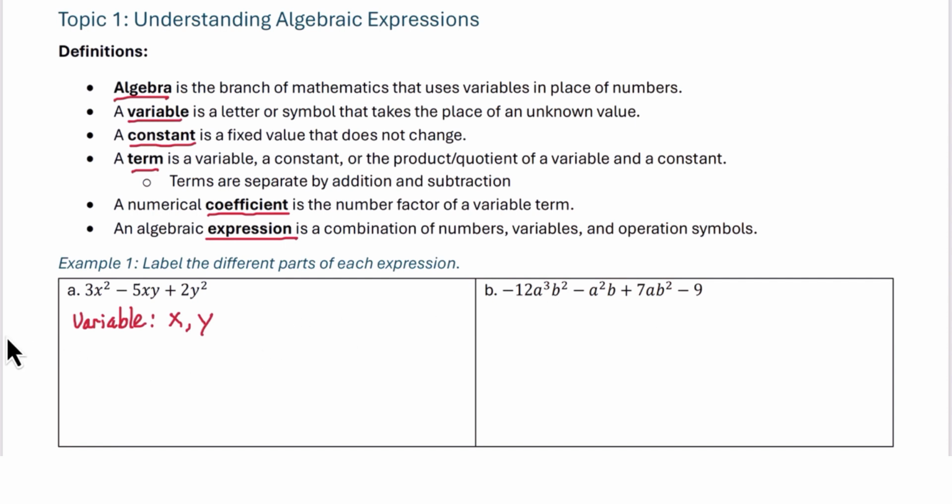Next, we have terms. The first term is 3x squared. The next term is -5xy. And then the last term is 2y squared.